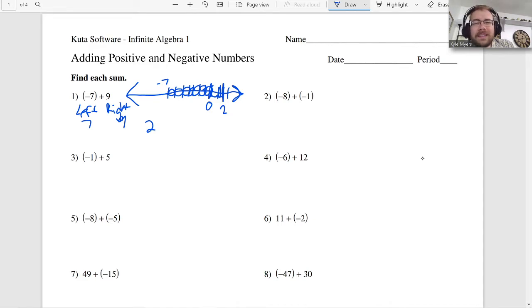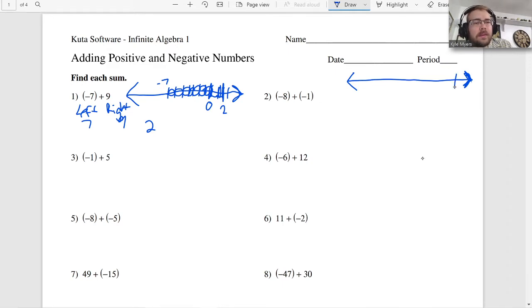This is a little bit longer of a method. I wouldn't recommend doing this in the long run. I would just recommend, if you're just starting out with positive and negative numbers, to do it this way, because it helps you to understand one of the reasons why the answer is the answer it is.